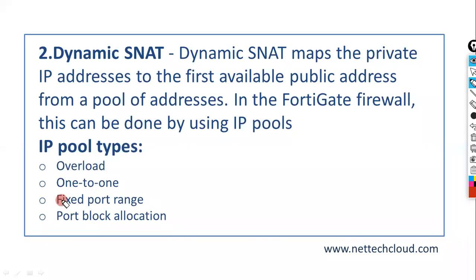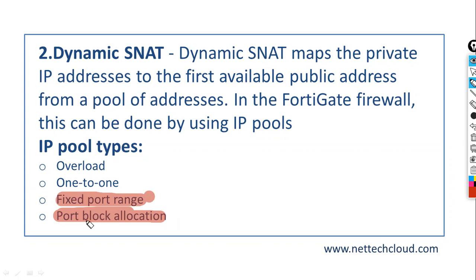Then the two more options we have in Fortinet are fixed port range and port block allocation. Again, here we specify how many internal IPs we have. Let us assume 100 IPs, and externally maybe only 2 IPs. Internally, port numbers are calculated as the port range. In fact, that port range may be like 10,001 to 11,000 or 12,000 port numbers allocated to one internal IP, the rest of the ports to another, and then another.